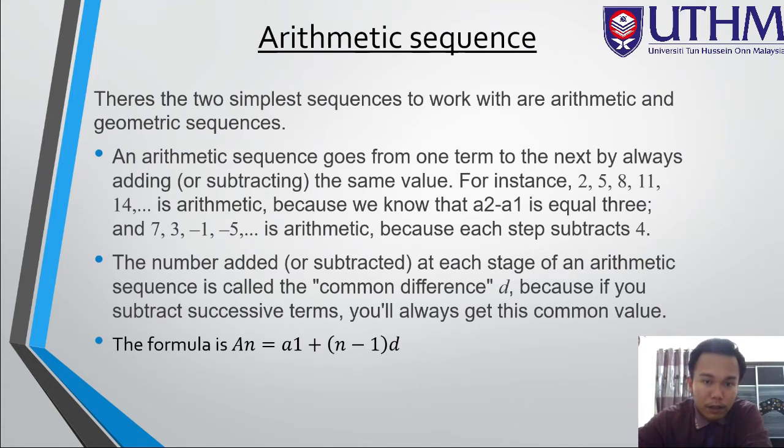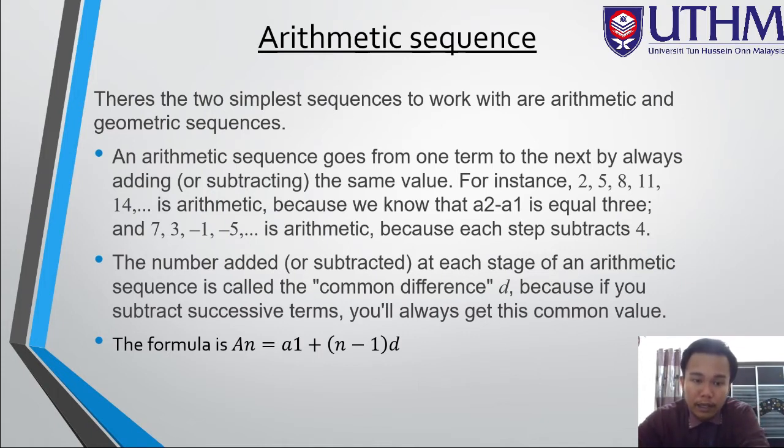There are two simple sequences to work with: the arithmetic and geometric sequence. An arithmetic sequence goes from one term to the next by always adding or subtracting the same value. For instance, 2, 5, 8, 11, and 14 is arithmetic because a2 minus a1 is equal to 3. 7, 3, -1, and -5 is arithmetic because each step subtracts 4.